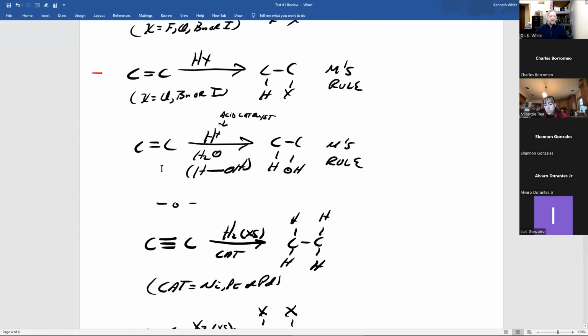Next, I showed you a similar reaction, but now you add an acid catalyst. I taught you H plus means acid catalyst, and water to double bond. Now, double bond, you have a pi bond you're going to break. Now, think of water as H and OH. And you break the pi bond, one carbon gets H, the other gets the hydroxyl group OH. And again, it follows Markovnikov's rule.